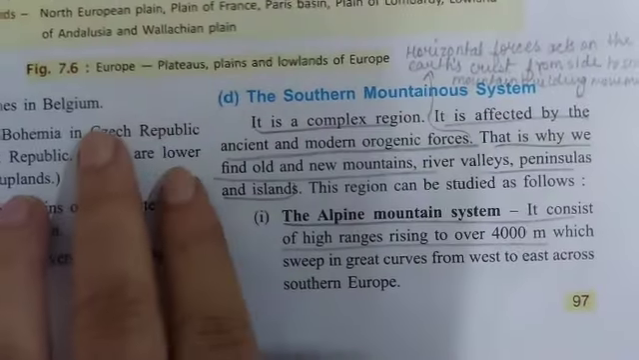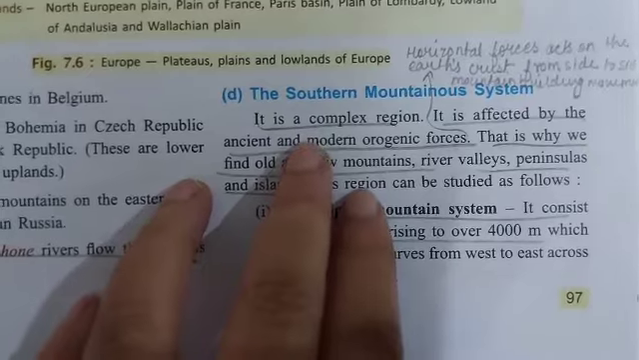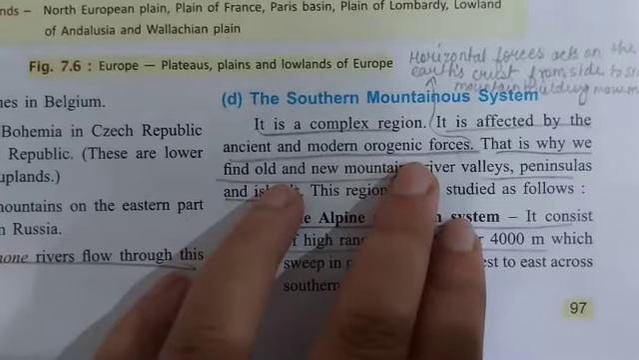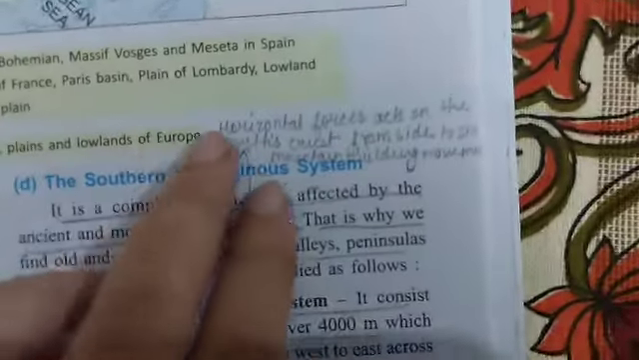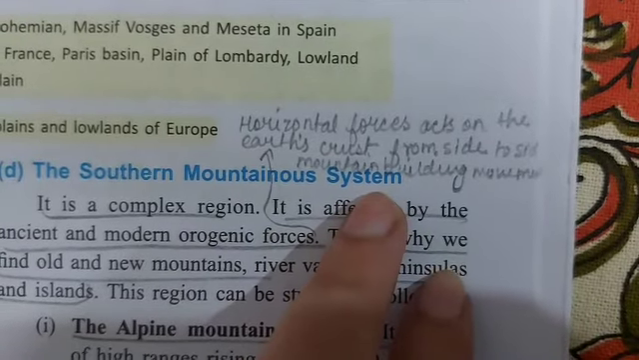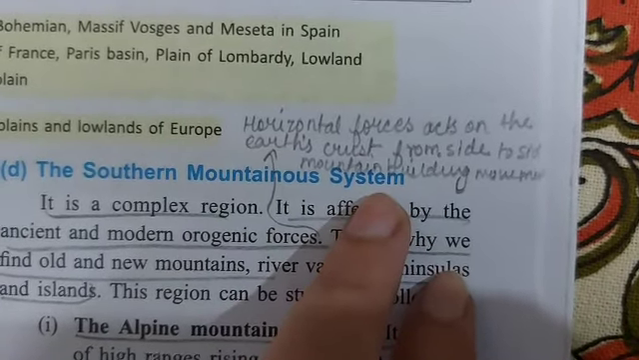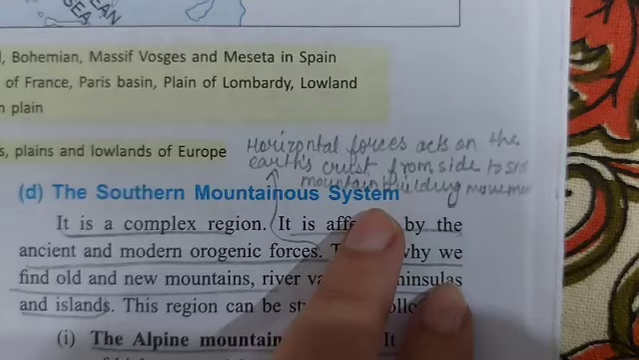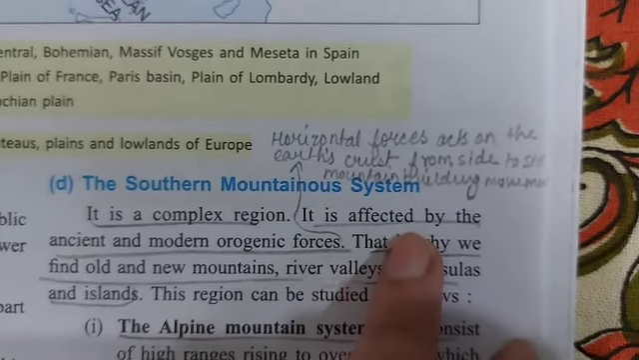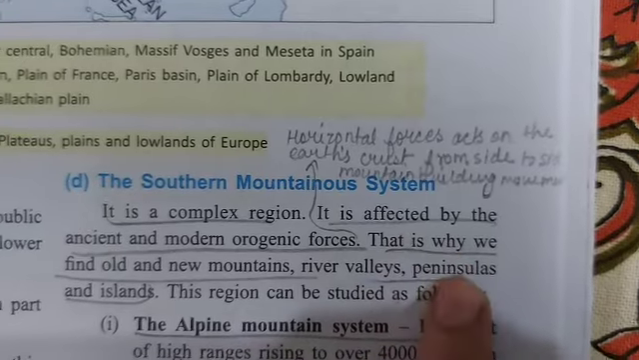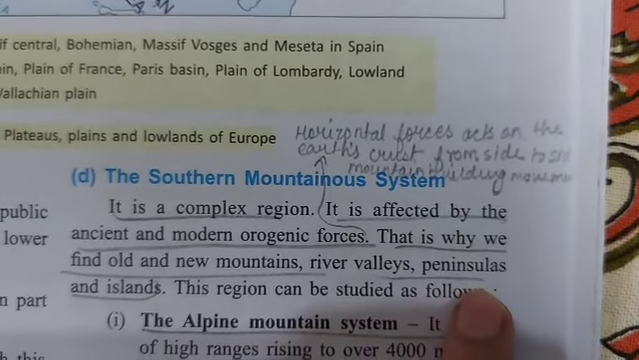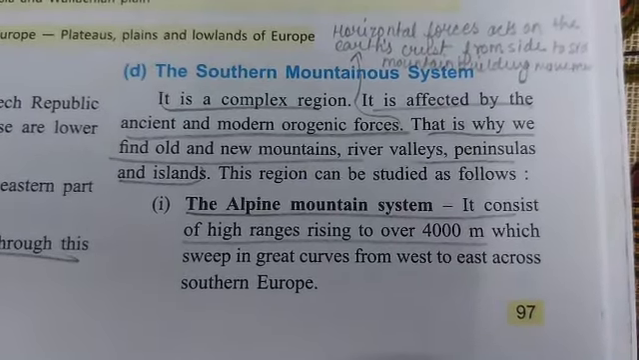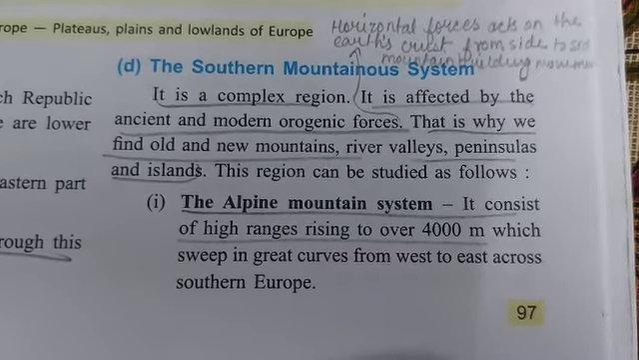Next one is the Southern Mountain System. What is given over here? It is a complex region affected by ancient and modern orogenic forces. What is orogenic forces? Focus on here. Horizontal forces act on the Earth's crust from side to side, and these forces are basically leading to mountain building movement. Because of the orogenic forces, what happens? It is leading to mountain building formation. That is why we find old and new mountains, river valleys, peninsulas, and islands. The Alpine Mountain System. It consists of high ranges rising over 4,000 meters.